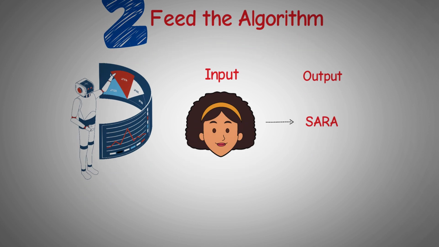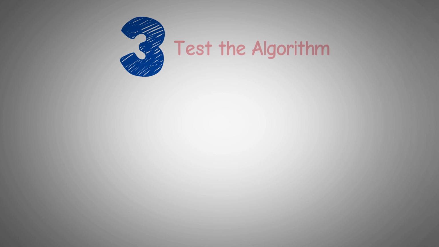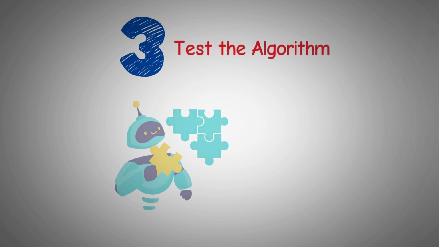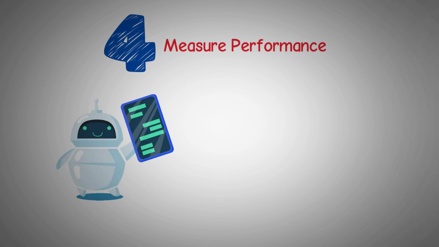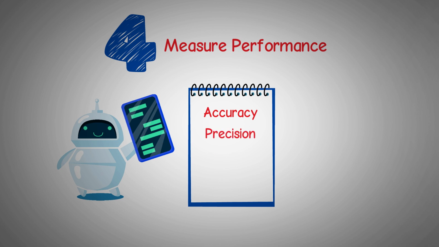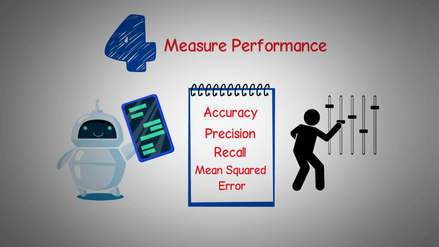After training, test the algorithm on a separate set of data that it hasn't seen before. This step checks how well the algorithm generalizes to new, unseen data. If your cooking skills are good, you should be able to prepare a dish correctly even if it's slightly different from the ones you've practiced with. Finally, measure the algorithm's performance using metrics such as accuracy, precision, recall, or mean squared error for regression. If the performance isn't good, you might need to tweak the algorithm, get more data, or refine the features. It's like fine-tuning a recipe after tasting it.